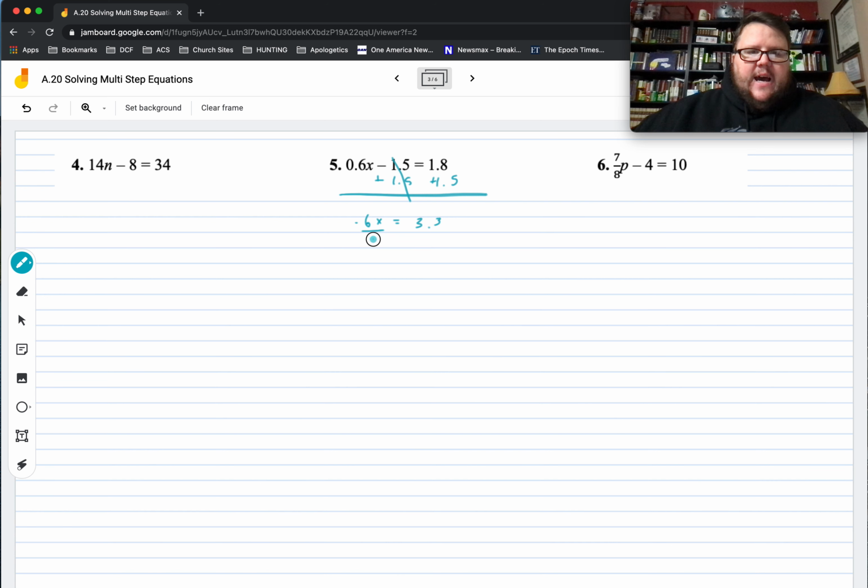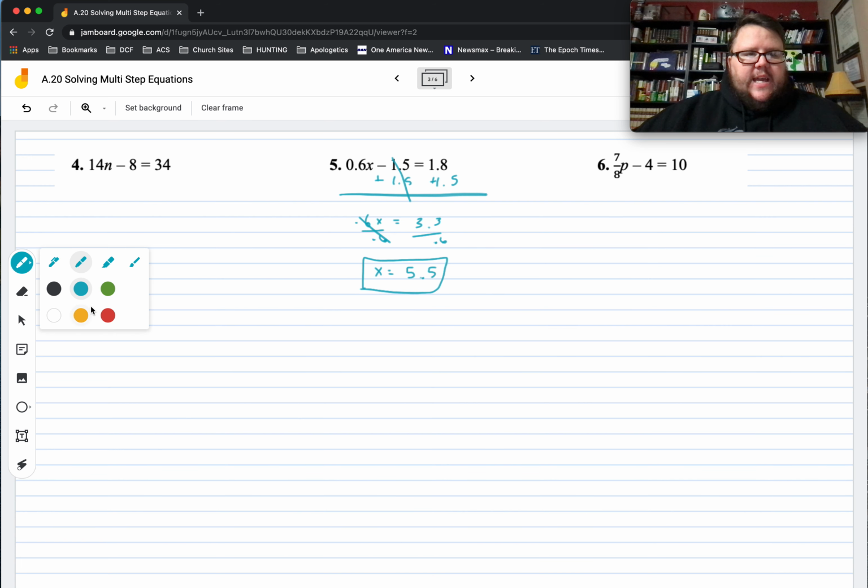And then I'm going to divide by 0.6. The 0.6s cancel out. So don't let the decimal throw you off. It's the same thing. So when I divide by 0.6, I actually get 3.3 divided by 0.6 is 5.5. And so that's my final answer. X equals 5.5.